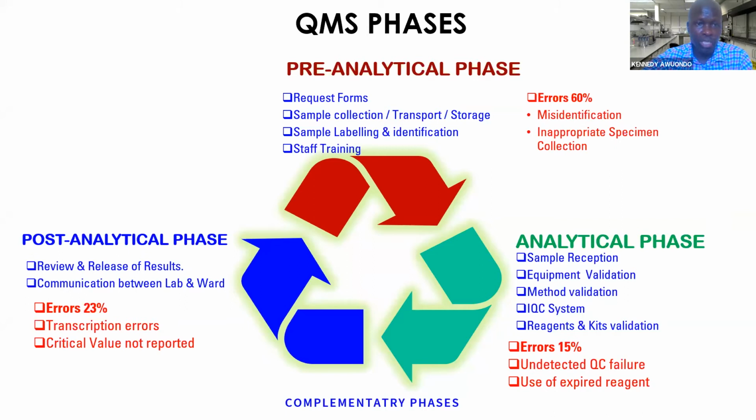And finally, there is the post-analytical phase. This involves review and release of results, or communication between the laboratory and the ward or wherever the sample is being sent to. About 23% of errors occur in this phase, ranging from transcription errors to critical values not reported. So those are the three main phases of the QMS, quality management system. And over the next few hours or days, we'll be talking about procedures or processes in these phases.